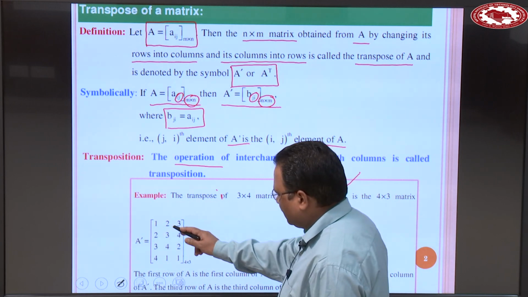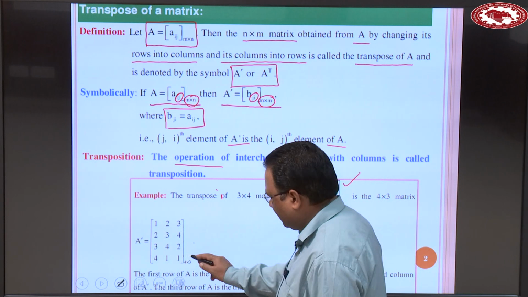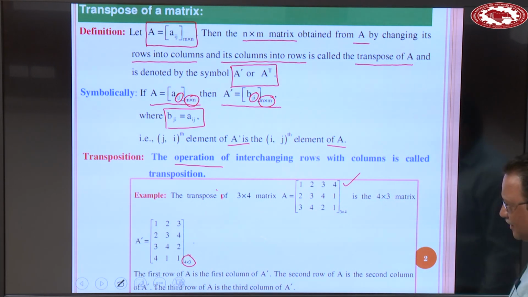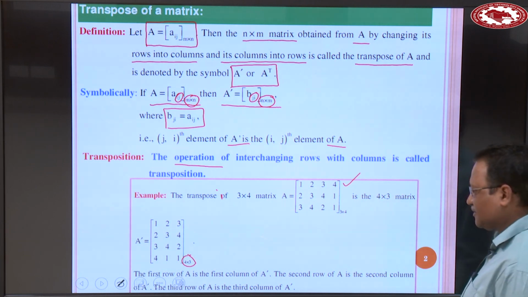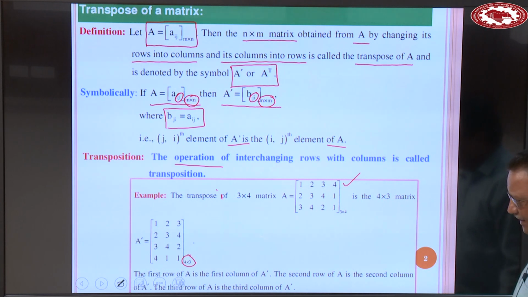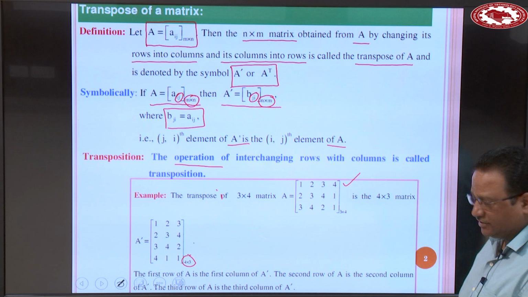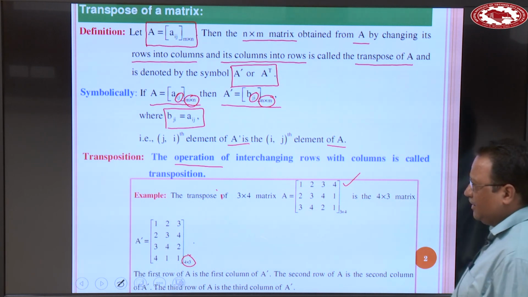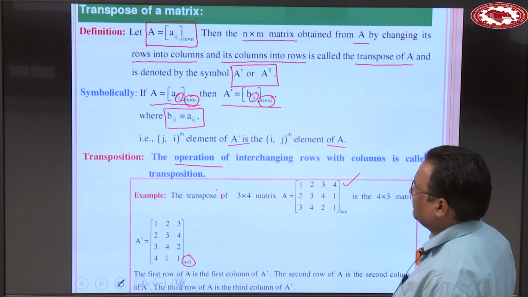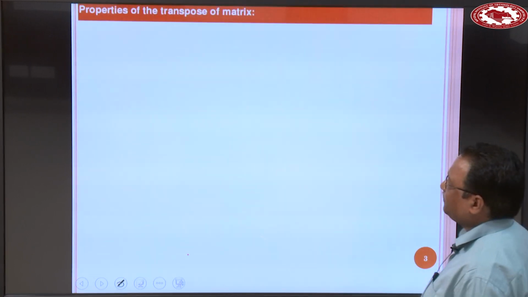which is equal to 1 2 3, 2 3 4, 3 4 2, 4 1 1, of order 4 by 3. The first row of A is the first column of A dash, the second row of A is the second column of A dash, and the third row of A is the third column of A dash. This is the example of how we can produce the transpose of a given matrix just by changing rows into columns and columns into rows.